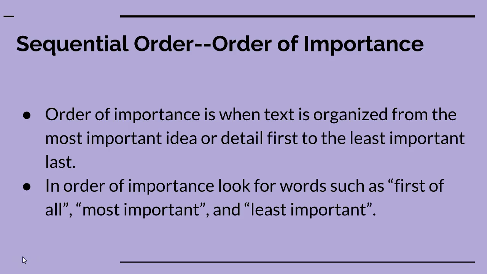Order of importance. Order of importance is when text is organized from the most important idea or detail first to the least important last. In order of importance, look for words such as first of all, most important, and least important.